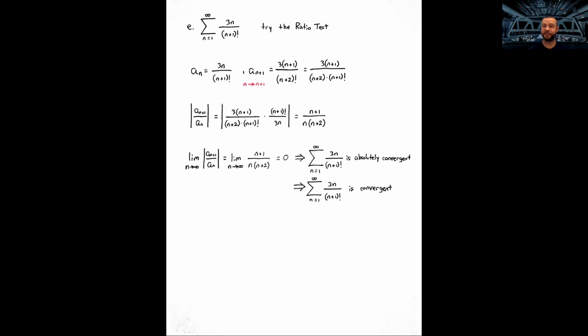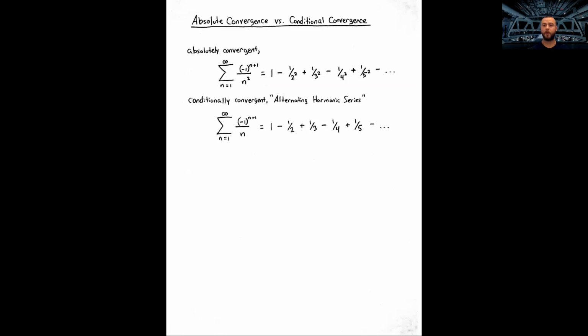All right, hopefully you get a sense for how the ratio and root tests are applied. What I want to close this lecture with is just a very brief explanation of the role of absolute convergence and conditional convergence. So let's take a look at two examples here. We have these from the intro. The first one is absolutely convergent. And then we have the alternating harmonic series, which is conditionally convergent.